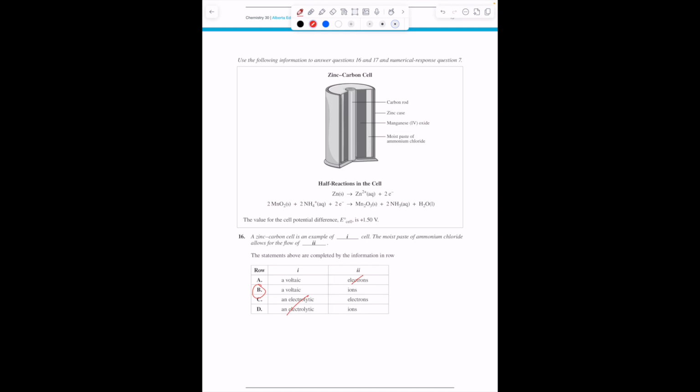Let's just explain how this reaction works. That was kind of an easy one, but let's explain this. So my half reactions are here. Zinc is throwing away electrons, so the case right there has electrons in it. And then the electrons, I'll just make a wire here. The electrons flow through the case, and the electrons are going this way, right? Electrons are flowing that way.